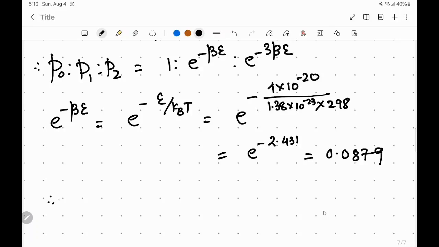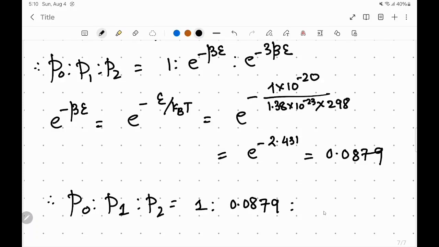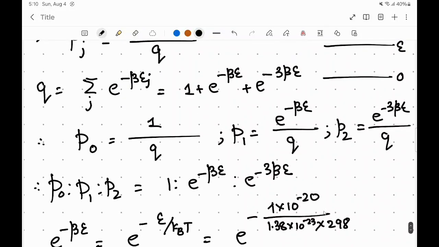It is 0.0879. So P0 to P1 to P2 is 1 is to 0.0879, and it is cube of this. So if you do the cube of this, then it will be to the power 3, so it is 0.000682. So this will be the answer. That's the populations. Here we don't even need to calculate the partition function, because while taking the ratio, the partition function will be cancelled out. So that's why I did not calculate the partition function. That is not required.